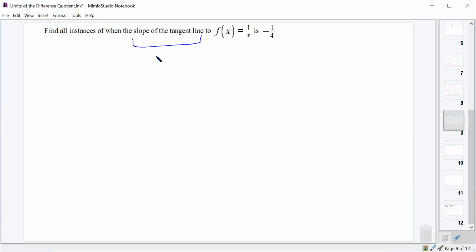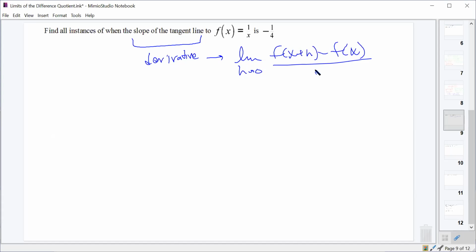Use the derivative. The derivative, right? And how are we finding derivatives? We are finding them by doing the limit as h approaches 0 of f of x plus h minus f of x all over h. So our question is when does this function equal -1/4? That's our question. So how are we going to go about figuring that out? Well, we need to find this limit.